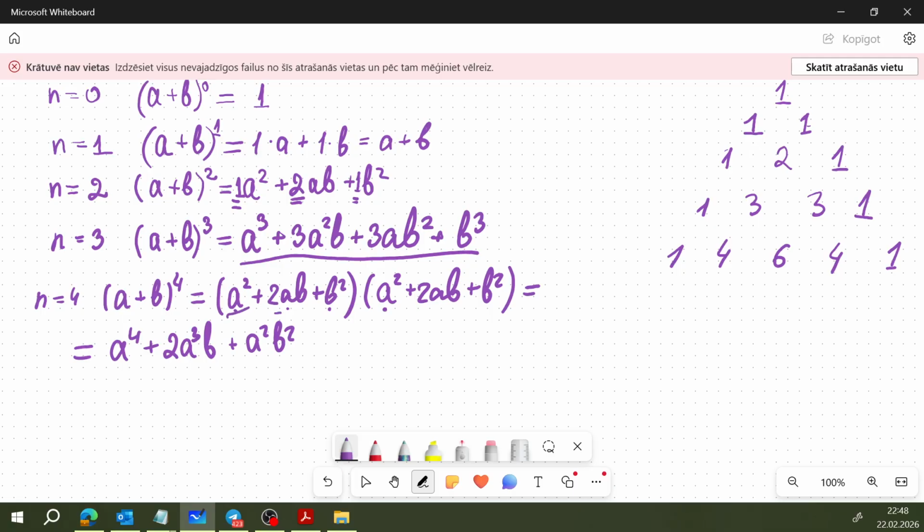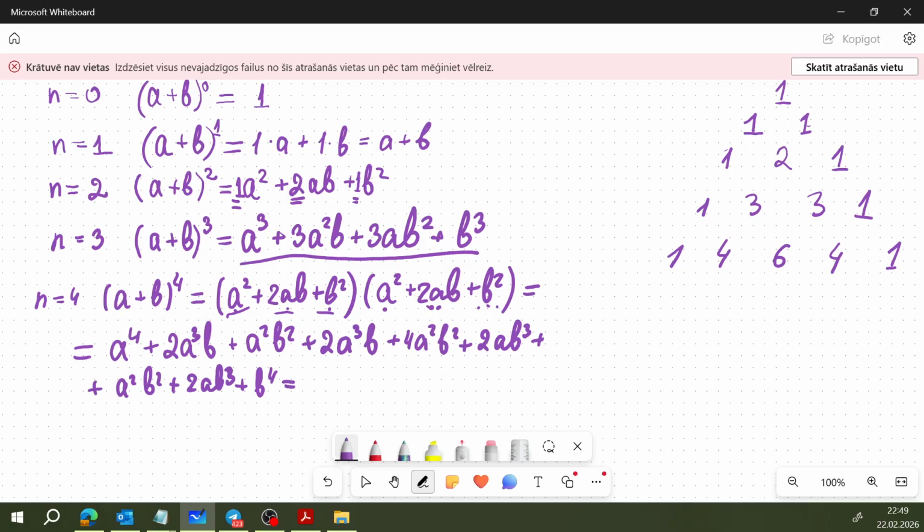Now I have to multiply each of these single terms by the next one. It's going to be plus 2a cubed b plus 4a squared b squared plus 2ab cubed. And then finally, I need to add the multiplication of each term in the first bracket by the last term in the second bracket. So it's going to be a squared b squared plus 2ab cubed, and plus b to the power of 4.